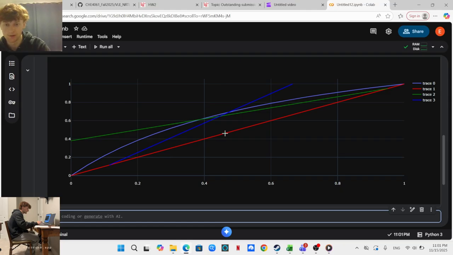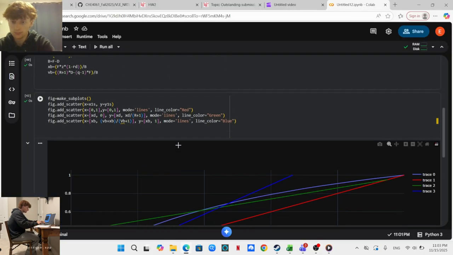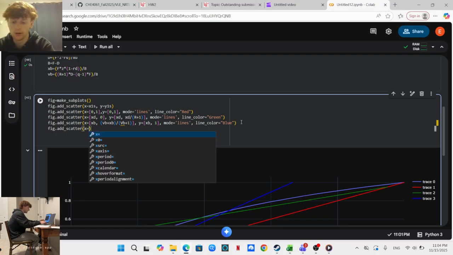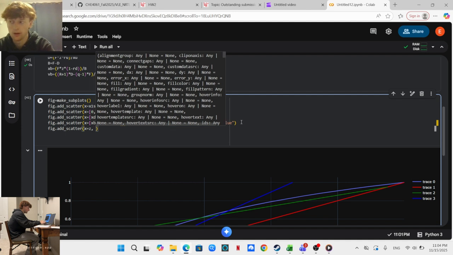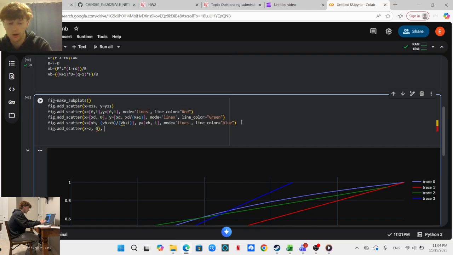It doesn't pinch either, so that's good. It's pretty close. So the next thing that we'll look at is our q line. Okay, so now we'll look at the q line. So we'll do fig.add_scatter, x is equal to our composition, and then it's going to be equal to 0, and then we have our y.